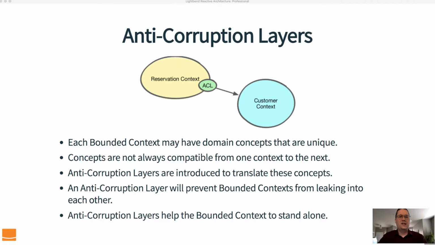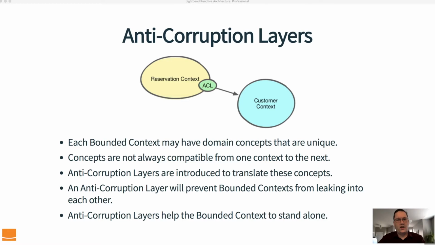What it does is it looks at whatever that customer context representation is, and it translates it into a representation that is unique to the reservation service. So it strips out the unnecessary information like address. If there's any kind of language translation that has to happen, it does that. As a result, the reservations context only deals with the pure representation that it cares about. So this prevents bounded contexts from leaking into each other, but it can also allow our bounded context to stand alone.